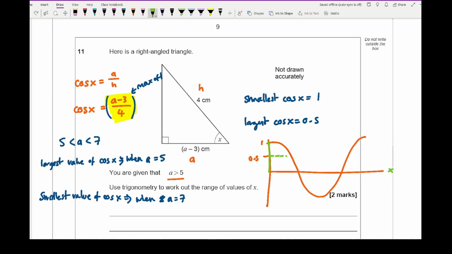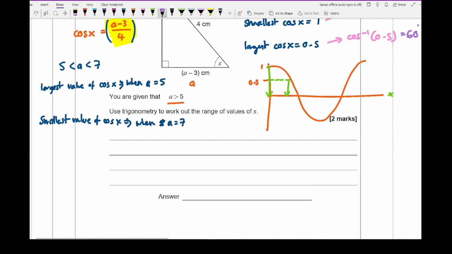And this value here. So I'm looking for those two numbers there. So now if I then do inverse cos of 0.5 and the inverse cos of 1, this is going to give me a value of 0, and this is going to give me a value of 60. So that means that the range of x is going to be between 0 and 60 degrees.